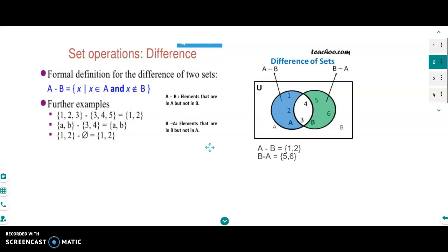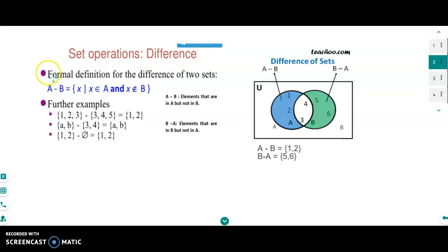So here we are in a new video about sets. Now we are going to talk about the set difference, okay? We're going to find out a new operation that is called difference of sets. So we'll start with the formal definition for the difference of two sets.